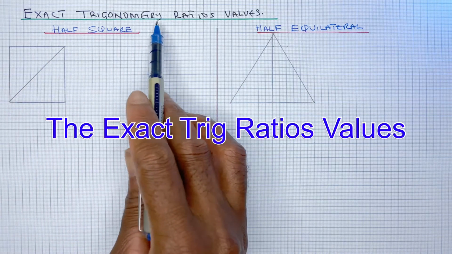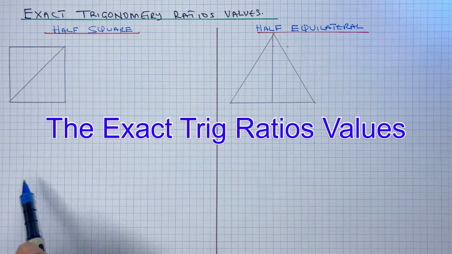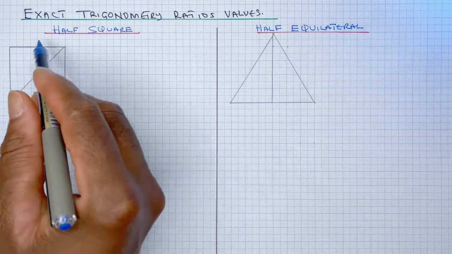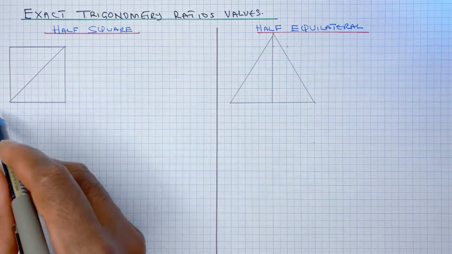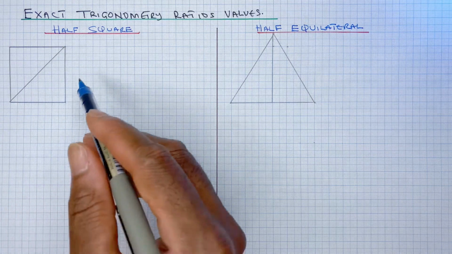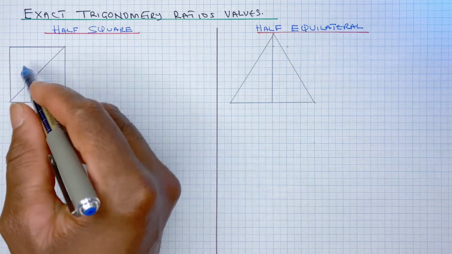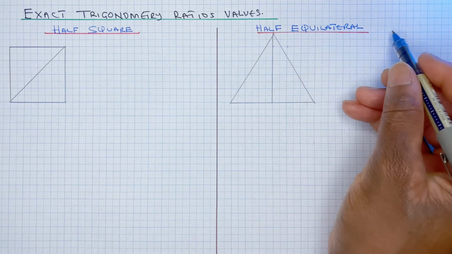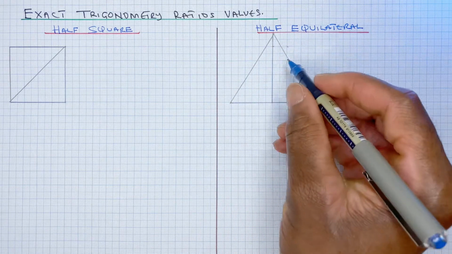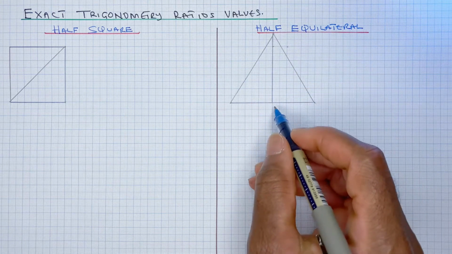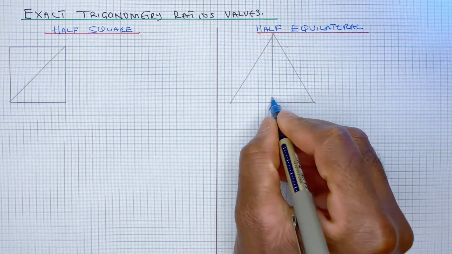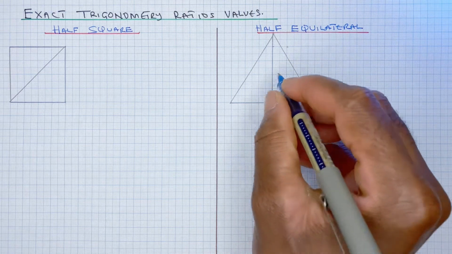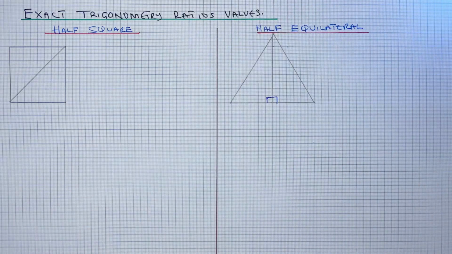Exact trigonometry ratio values. This is a half square. So you've got a square here, and we draw a diagonal line, and that makes it half a square. This is a half equilateral triangle. So we've got an equilateral triangle. Again, we draw the vertical line down, creating a right angle here. So that's another right angle, and that's a half, and that's another half.